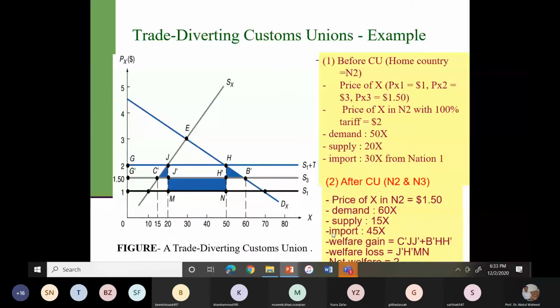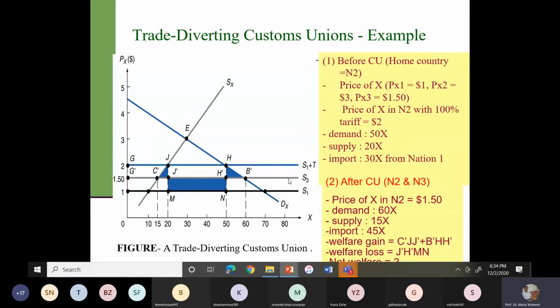So this is the price when there is no custom union, before the formation of custom union, when there is 100% tariff. So price is $2, demand is 50, supply is 20, and imports are 30, which are from nation 1. Now, if there is a custom union of this nation 2 with nation 3, now you can see that this nation 3 is a high cost provider.